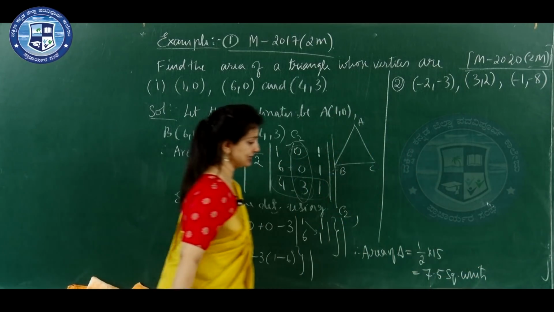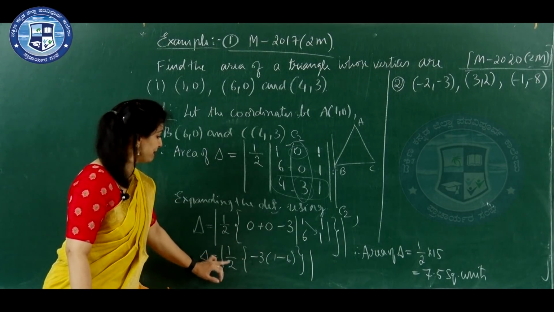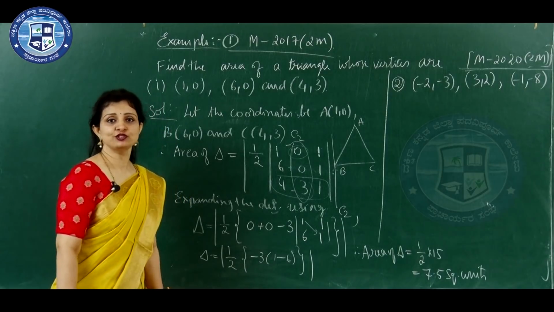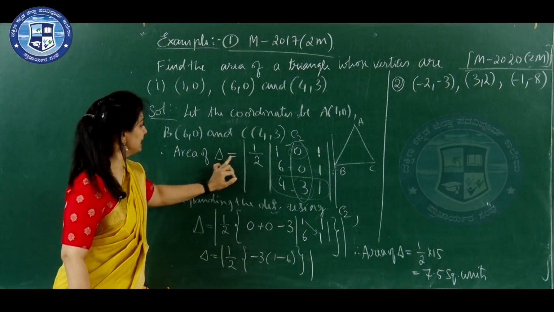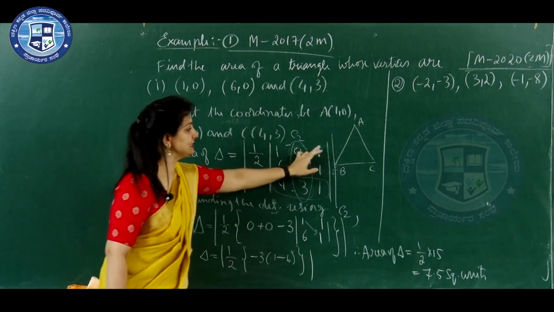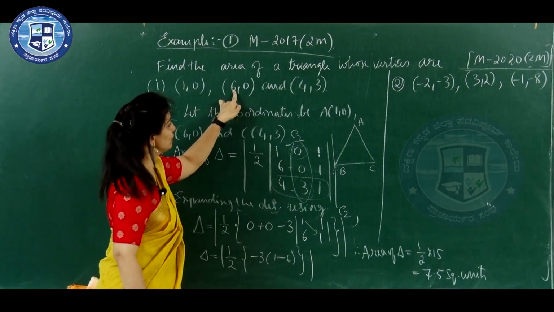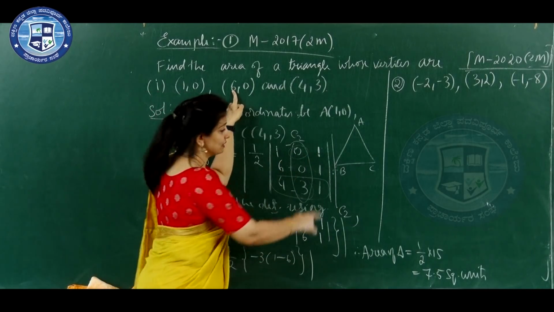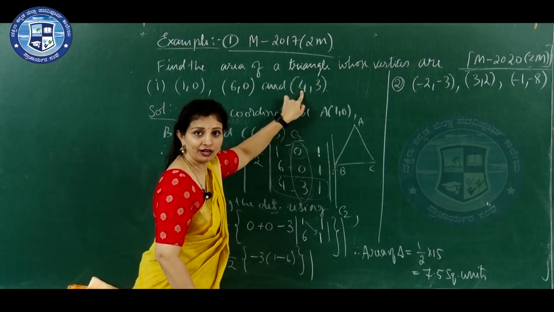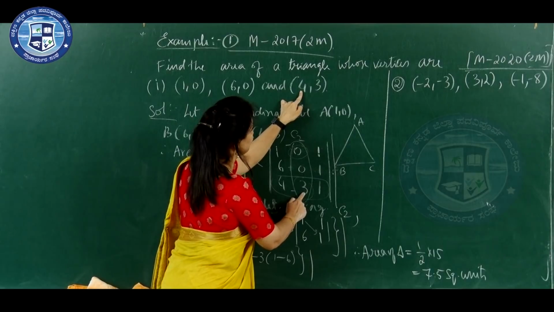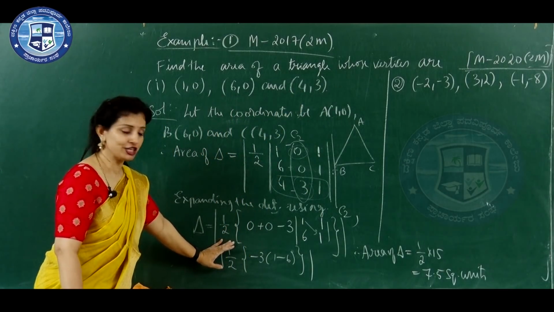7.5 square units. So, expanding the determinant and multiplying by half, you will get the area of the triangle. If the coordinates are known, the area of the triangle is equal to half into the determinant of the first coordinates 1, 0, 1, second coordinates 6, 0, 1, where the third column has each element 1, there is no change in that. Third coordinates are 4, 3, 1. Now expand this determinant, and you get the area of the triangle.